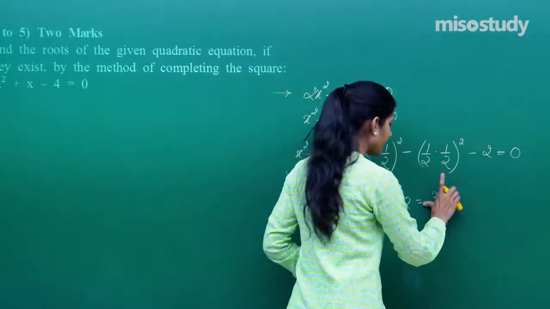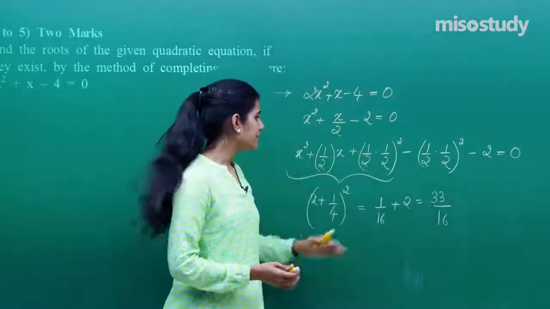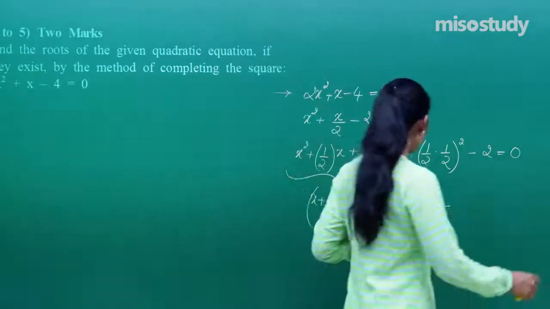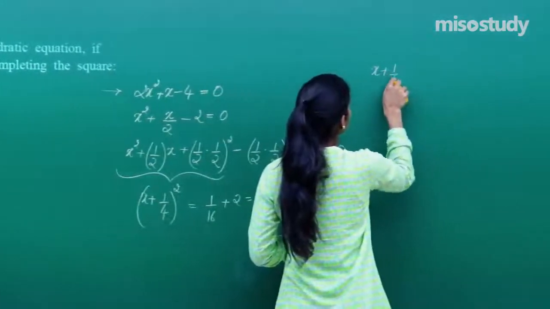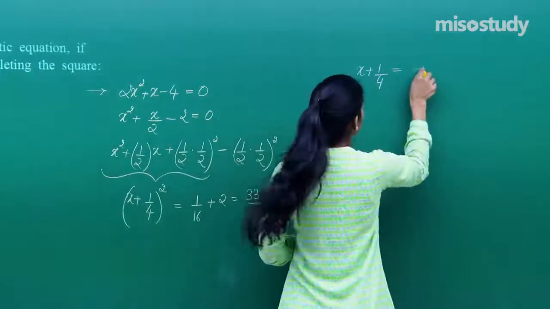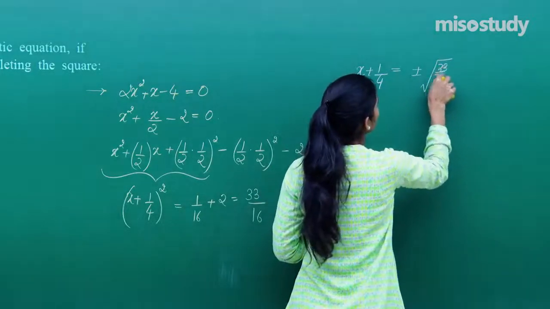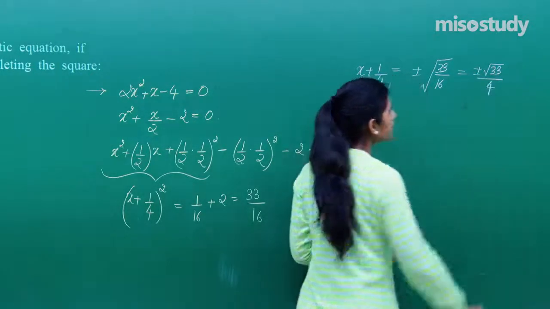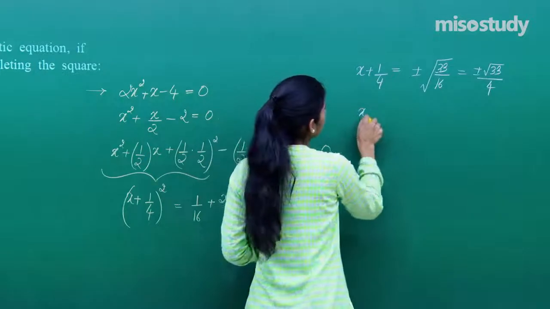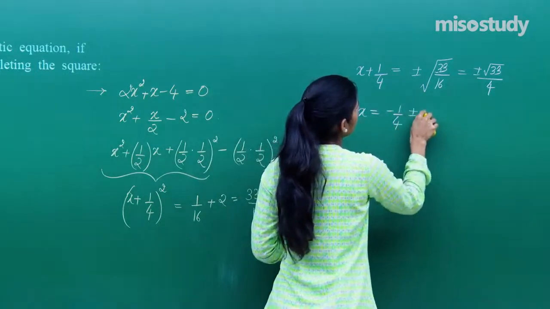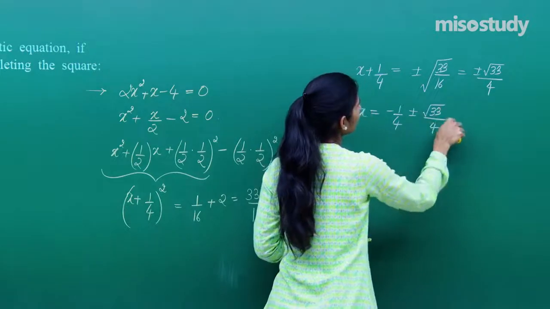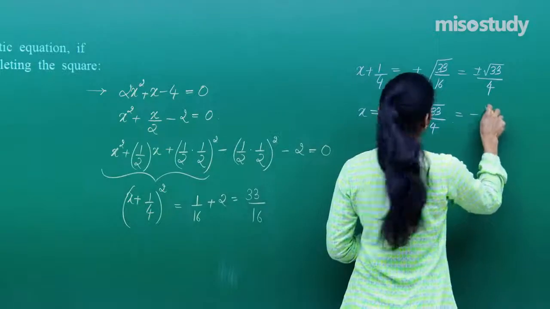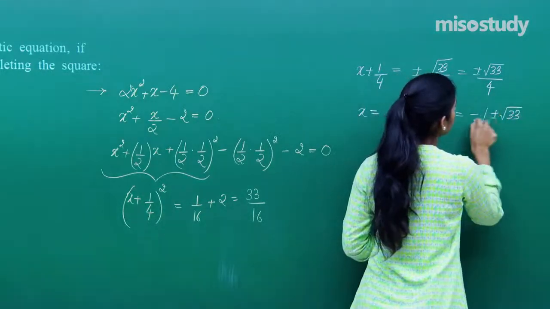But right now, because we are having this coming out to be positive, that means this equation is further solvable, so it has roots. Let's find out. If x plus 1 by 4 whole square is 33 by 16, that means x plus 1 by 4 is plus minus square root of 33 by 16, which eventually gives you plus minus root 33 by 4. Root 16 is 4. So x is minus 1 by 4 plus minus root 33 by 4. These are the roots. You have got the roots. This is minus 1 plus minus root 33 whole upon 4.